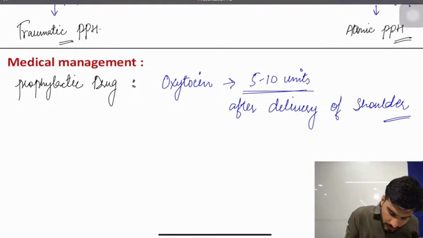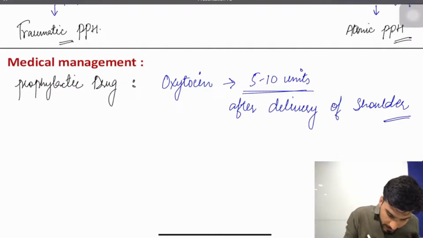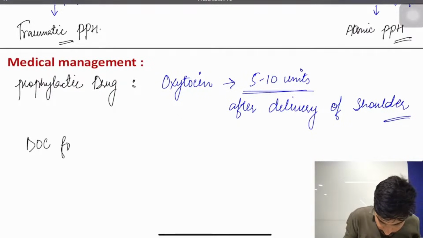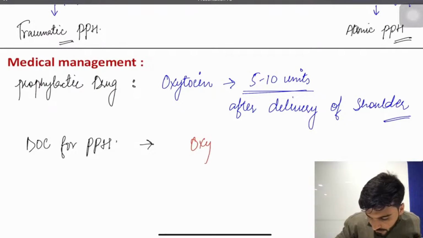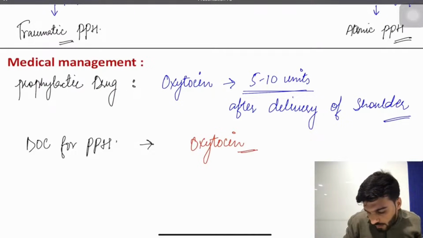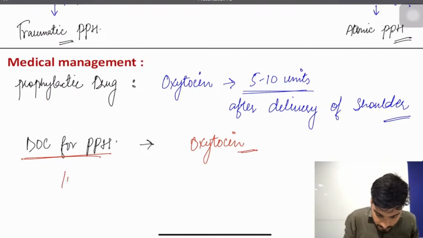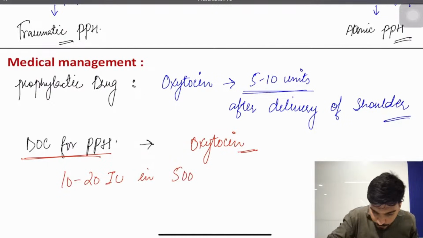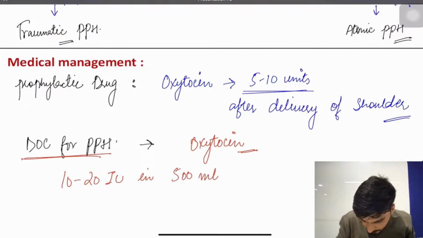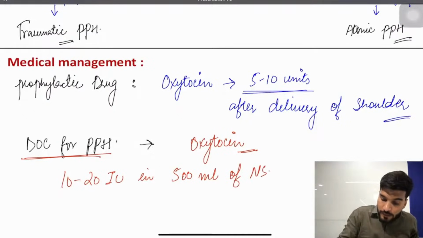Okay, followed by that, if the patient now has a postpartum hemorrhage, what is the drug of choice as treatment for postpartum hemorrhage? Again the drug that you start is oxytocin, but this time the dose is 10 to 20 international units in 500 ml of NS, or you will write it in drip form. Make sure you are giving this in 500 ml of NS. Never give bolus.